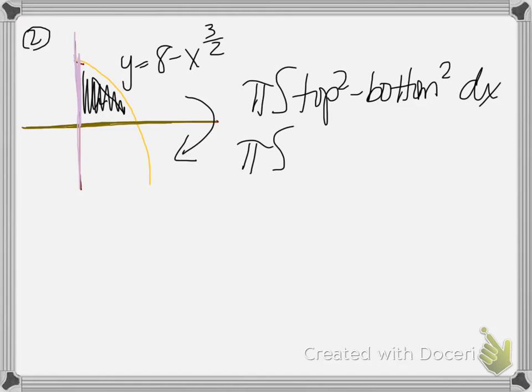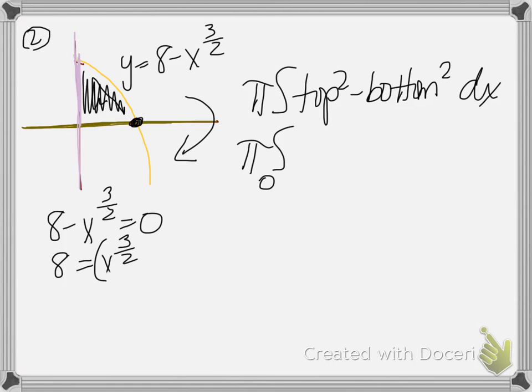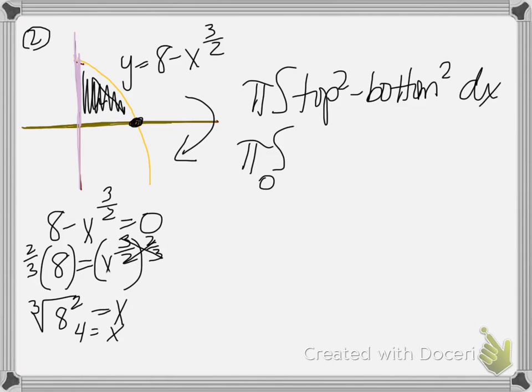Okay, so for the limits, we're going to be going from 0 to wherever the yellow function meets this olive green function, which is just 0. So if you set 8 minus x to the 3 halves equal to 0, you get 8 equals x to the 3 halves. So the easiest way to do this is to multiply both sides by an exponent of 2/3, because then you'll see that these will cancel and you just get x to the 1, which is x, and this becomes the cube root of 8 with the power of 2. So the cube root of 8 is 2, and 2 squared is 4. So that's my upper limit.